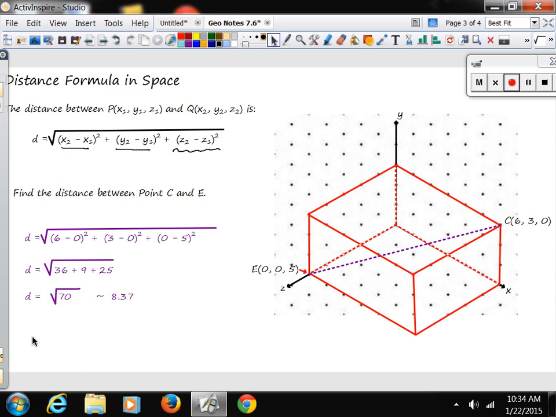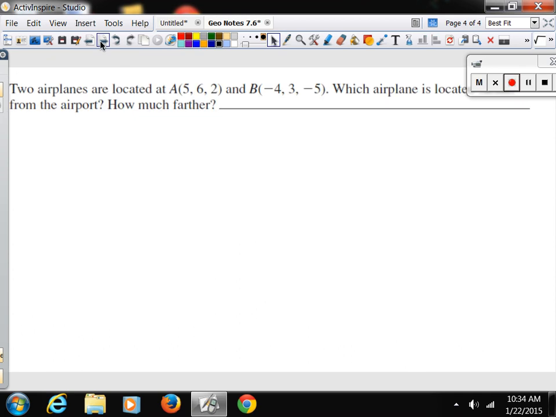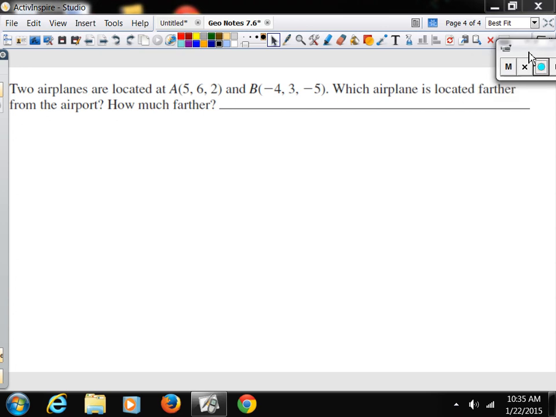All right, the last one on there talks about 2 airplanes. I forgot to tell you where the airport was. So it says 2 airplanes are located at those 2 points, and it asks which airplane is located farther from the airport. The airport is the origin, 0, 0, 0. That's the airport. So they want to know which plane is farther away from the airport and how much farther that would be.